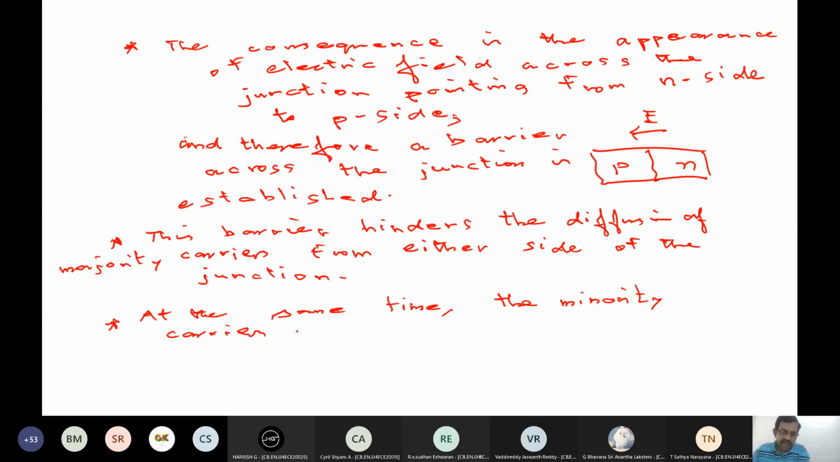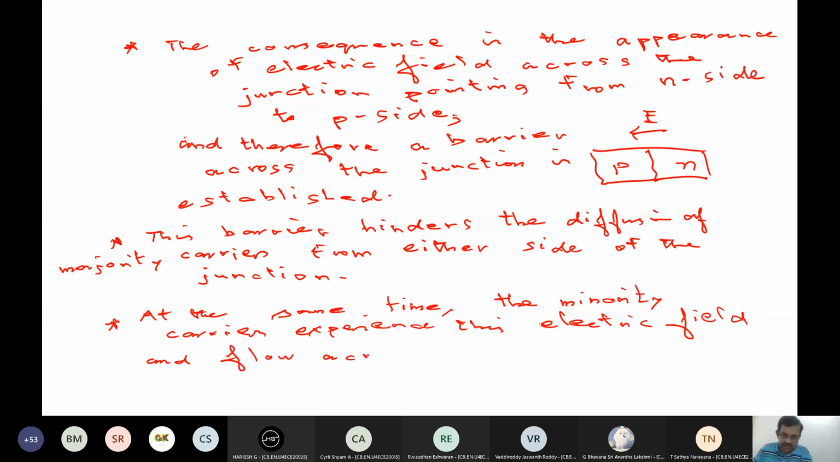At the same time, the minority carriers experience this electric field and flow across the junction. We have seen all of these. I am just summing it up.